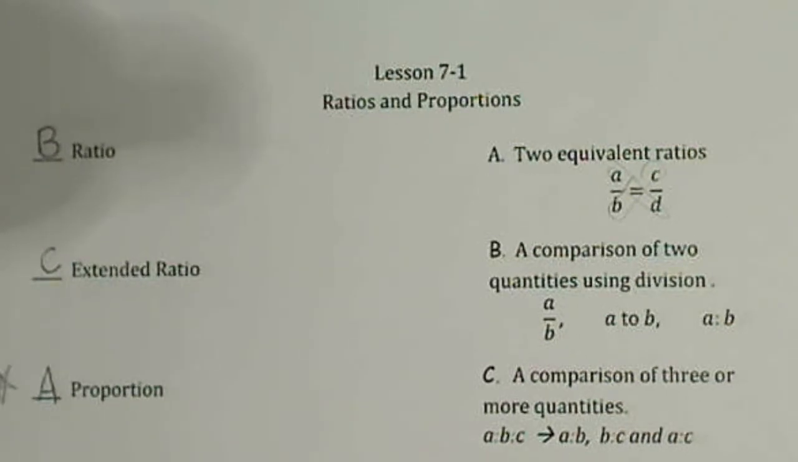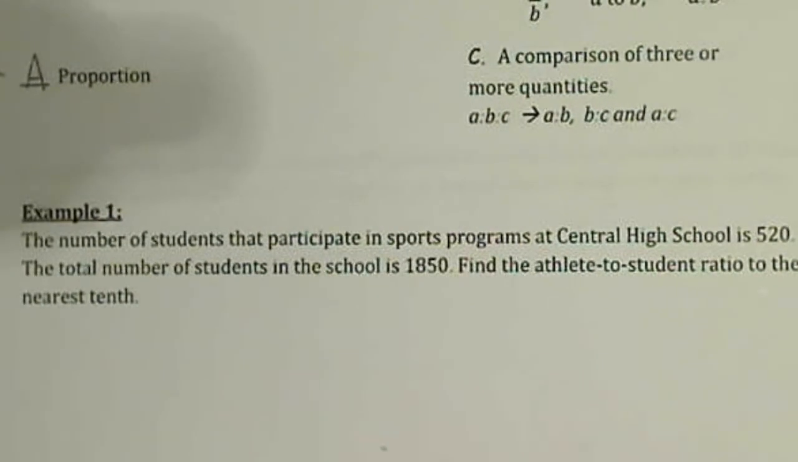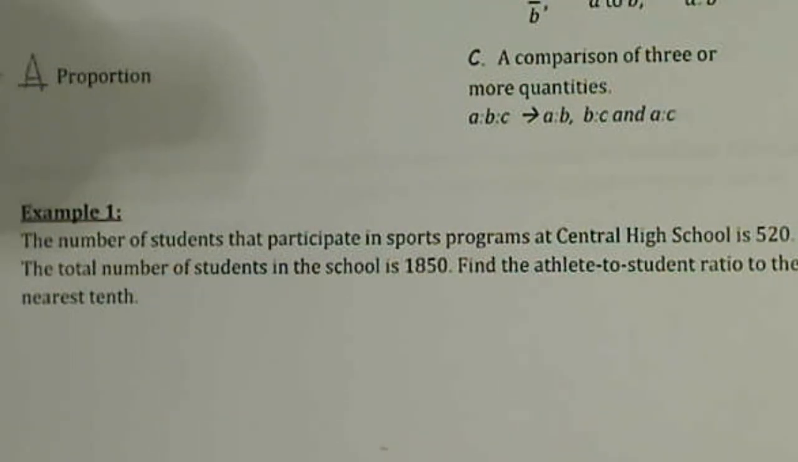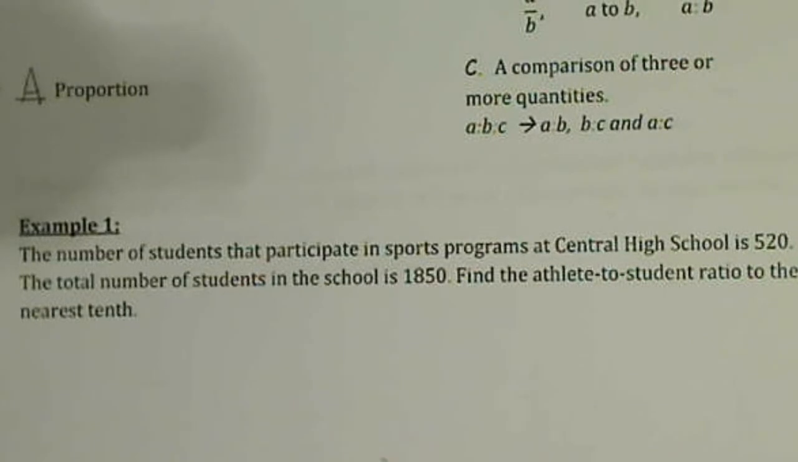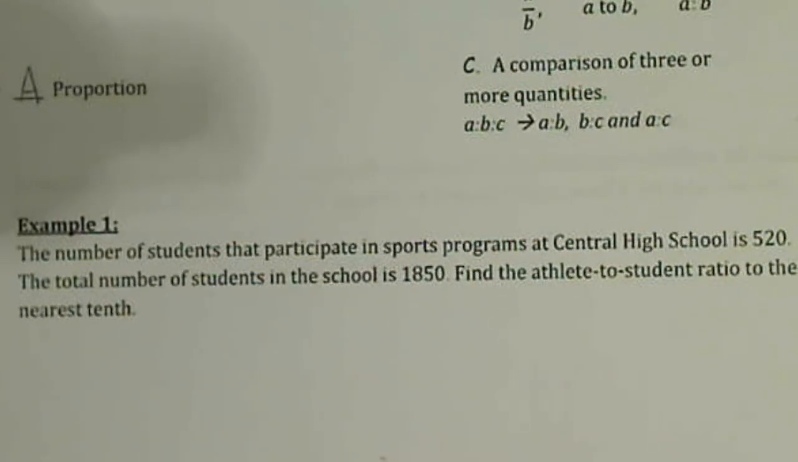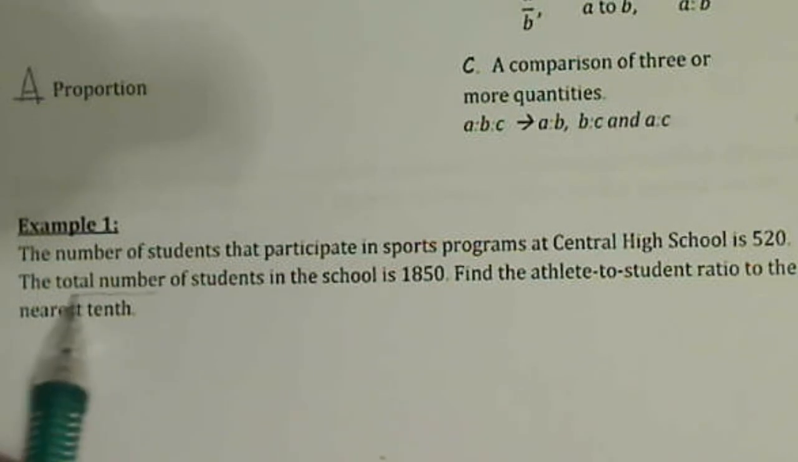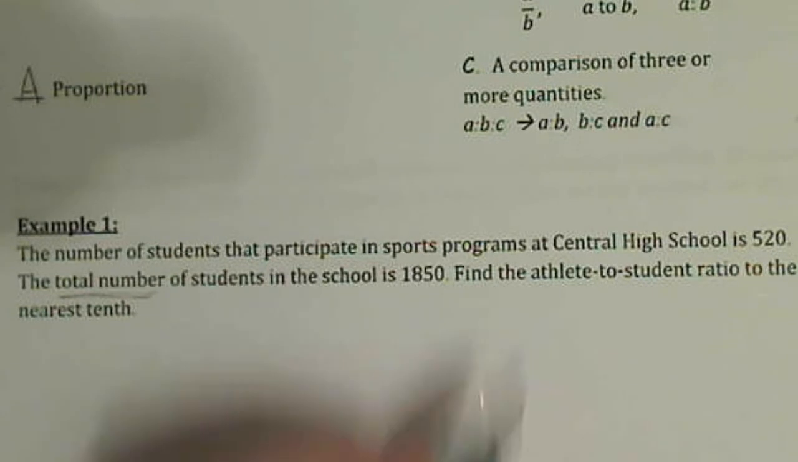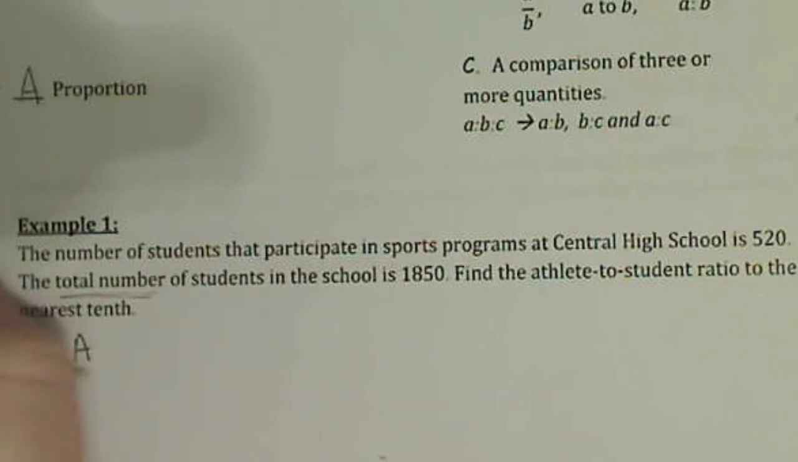So let's move on to example 1. Let's see what we remember about ratios and proportions. You know that the number of students is 520. So that's just the number that participate in sports. That's not the whole school, because it tells you the total number is 1850. We want to find the athlete to student ratio. So we want athletes on top, students on the bottom.